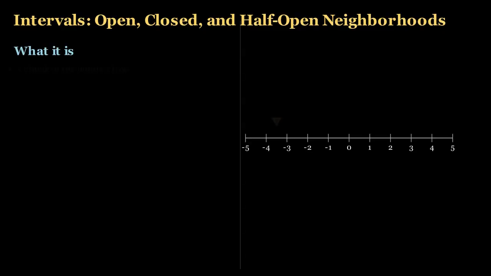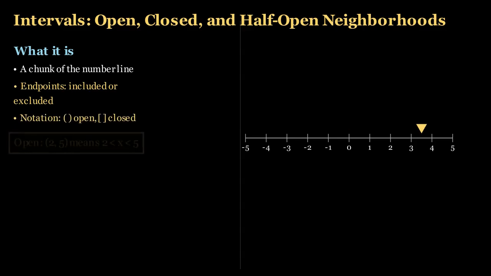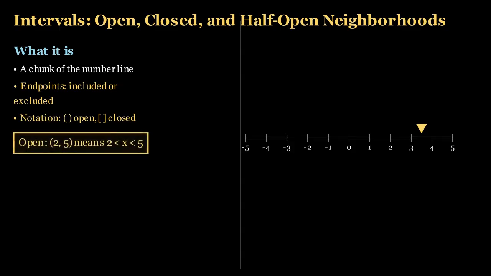Imagine the real number line stretching out forever. An interval is simply a continuous chunk of that line, a segment with a start and an end. The key question is, do we include the very endpoints of that chunk, or do we stop just before them? If we exclude the endpoints, we call it an open interval and write it with round brackets, like (a, b). If we include them, it's a closed interval, written with square brackets, [a, b]. And we can mix and match to get half-open intervals like [a, b) or (a, b].